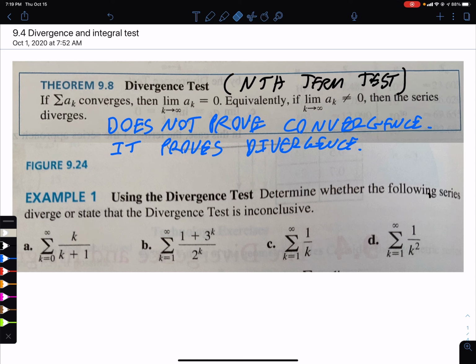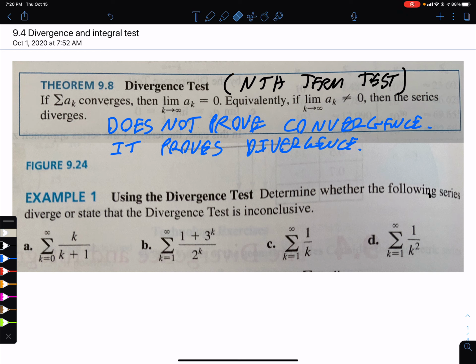This will be a video on section 9.4, Divergence and Integral Test. So we're going to start with Divergence Test, and it's also called the nth term test. You need to know both of those names. I know in AP tests I've seen them called nth term test, and if you don't know what that means, you might be a little confused.